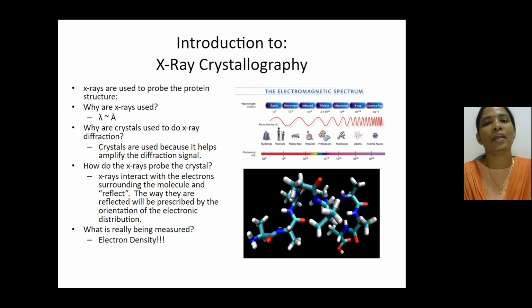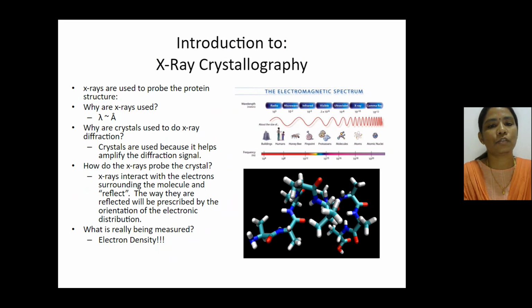Why we call it X-ray crystallography is that we solve the protein structure using X-rays, which have a wavelength of the Angstrom unit, equivalent to the size of an atom. There are many radiations or waves available, but we use X-rays because the wavelength matches the atom's size.